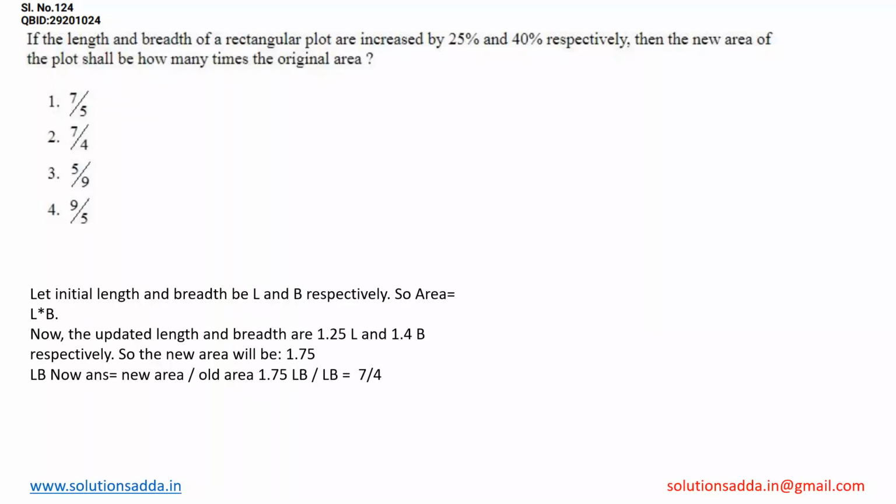Hello everyone, this is question number 24. If the length and breadth of a rectangular plot are increased by 25% and 40% respectively, then the new area of the plot shall be how many times the original area? So here four options have been given and we need to find out how many times the original area is increased. So let's understand this way.